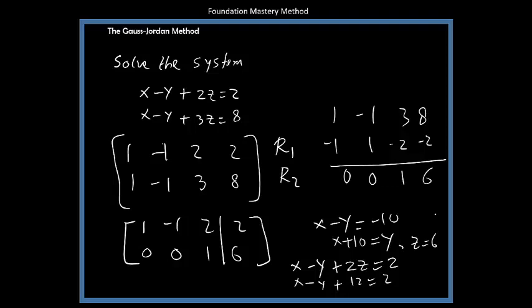Because I want to write my solution in terms of x, since we have infinitely many solutions, the solution will be (x, y, z) equals x, then y is x plus 10, and z is 6. So you are done.